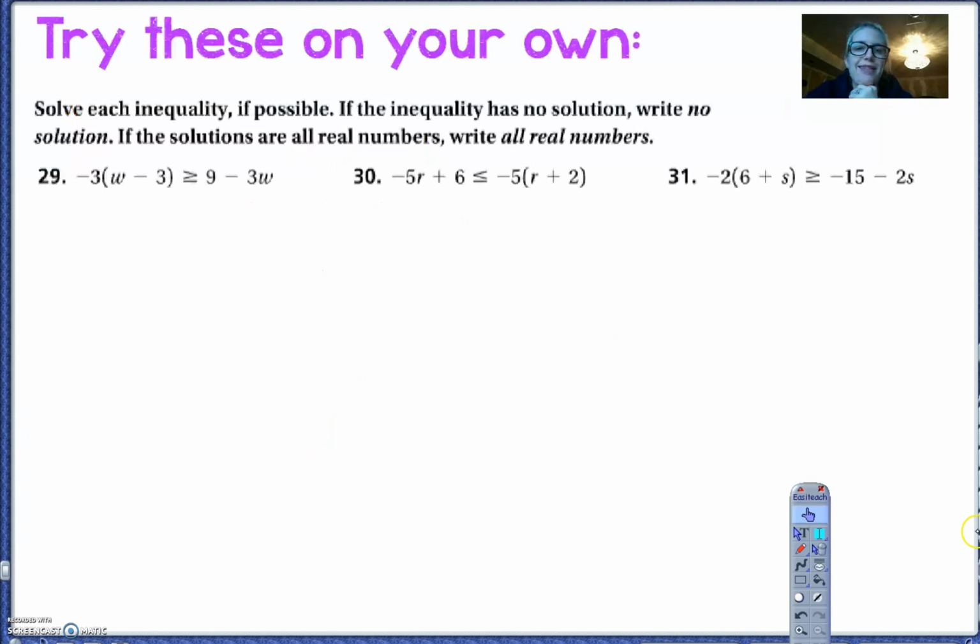Okay, so that's basically it for this lesson. We're going to practice more in class. I want you to try these 3 inequalities on your own. If it's not possible, then you're going to write no solution, or if it's all the solutions, you're going to write all real numbers.